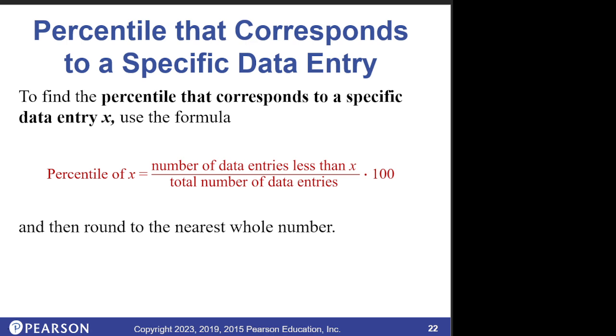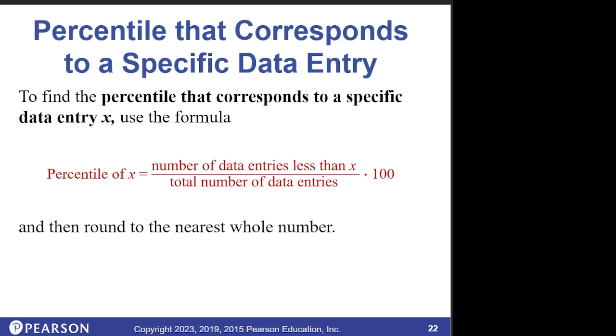Did I do my calculation wrong? 5 goes into 15 three times. Yes, I did. I did a quick bad math because I went in my head instead of the calculator. This is why I should always check on the calculator. And 3 divided by 5 is 60. This is the 60th percentile. That looks better. 60th percentile. Glad I can double check my calculations.